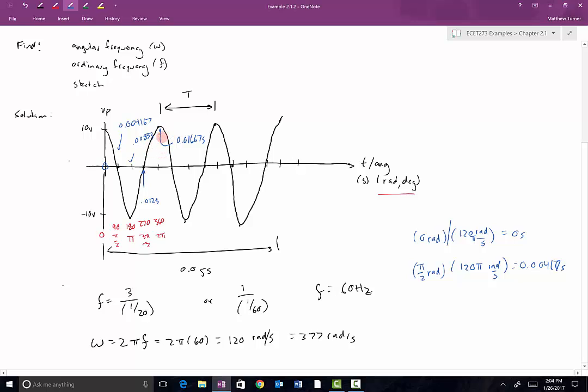Since this was a 60 hertz waveform, we now know that the voltage waveform in the US power system repeats itself every 16.7 milliseconds. That's the time period there, 16.67 milliseconds from there to there, which is also just 1 over 60 hertz, by the way.